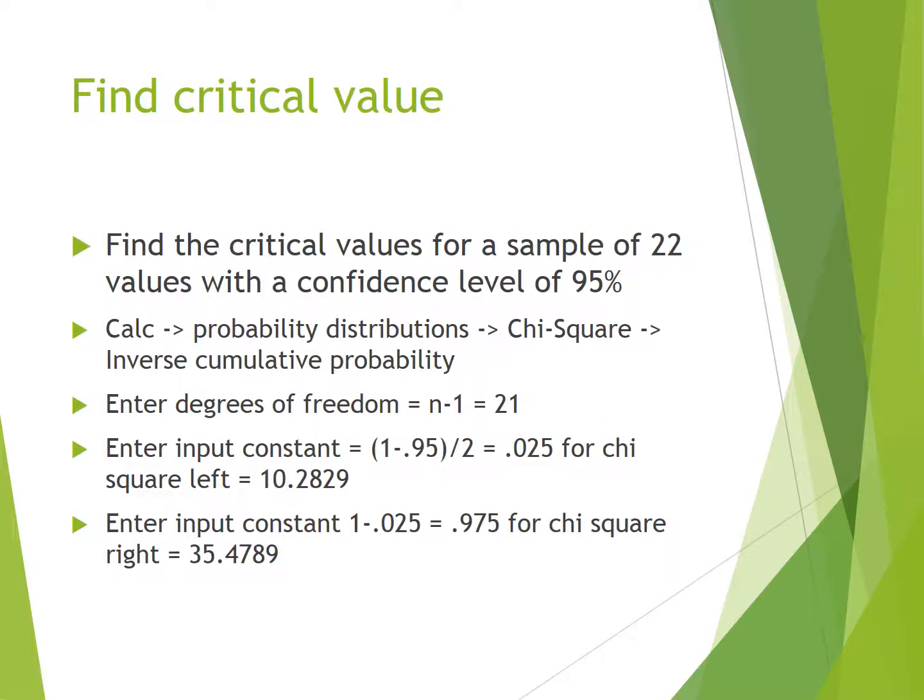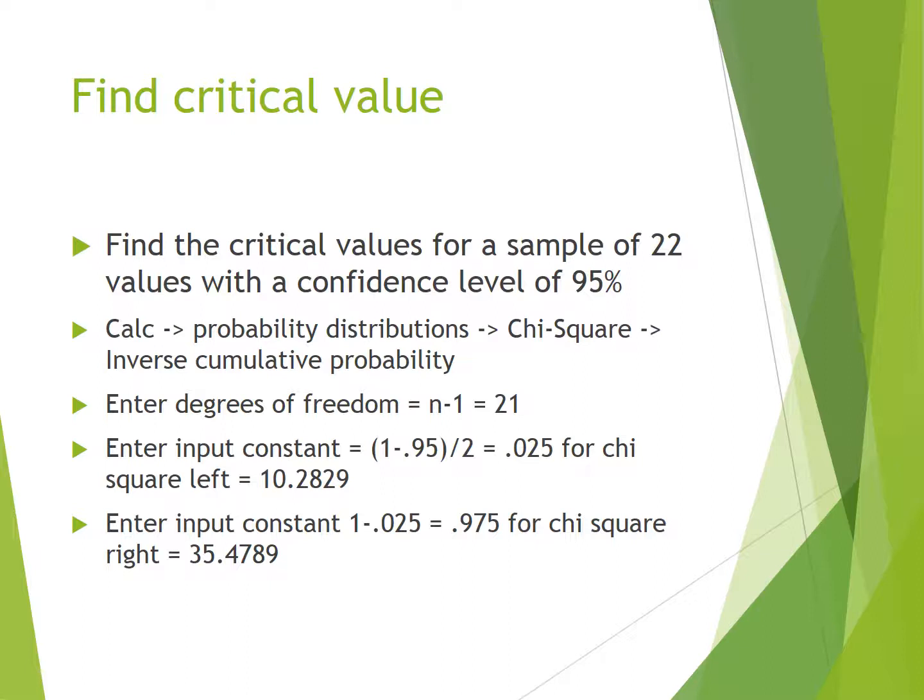Let's find the critical values for a sample of 22 values with a confidence level of 95%. We go to Calc, Probability Distributions, chi-square. When we're finding critical values, those are values, so we do inverse cumulative probability. We enter the degrees of freedom, which is n minus 1, which is 22 minus 1, which is 21. Now to find chi-square left, we take half of what's left over from 95%. What's left over is 5%, and half of 5% is 0.025. So we enter 0.025 and we get chi-square left to be 10.2829.